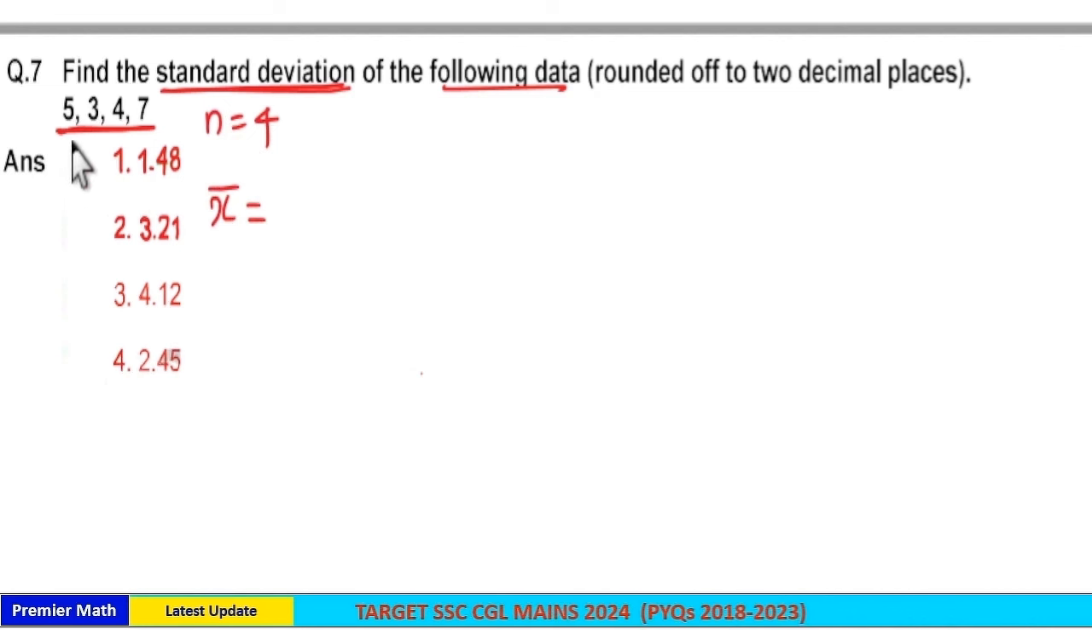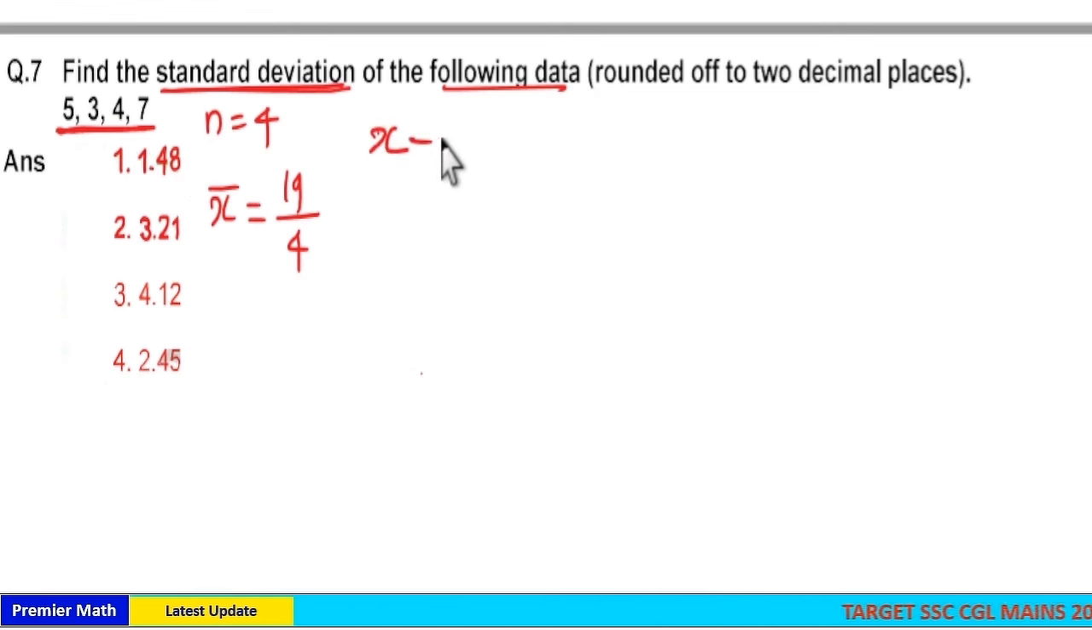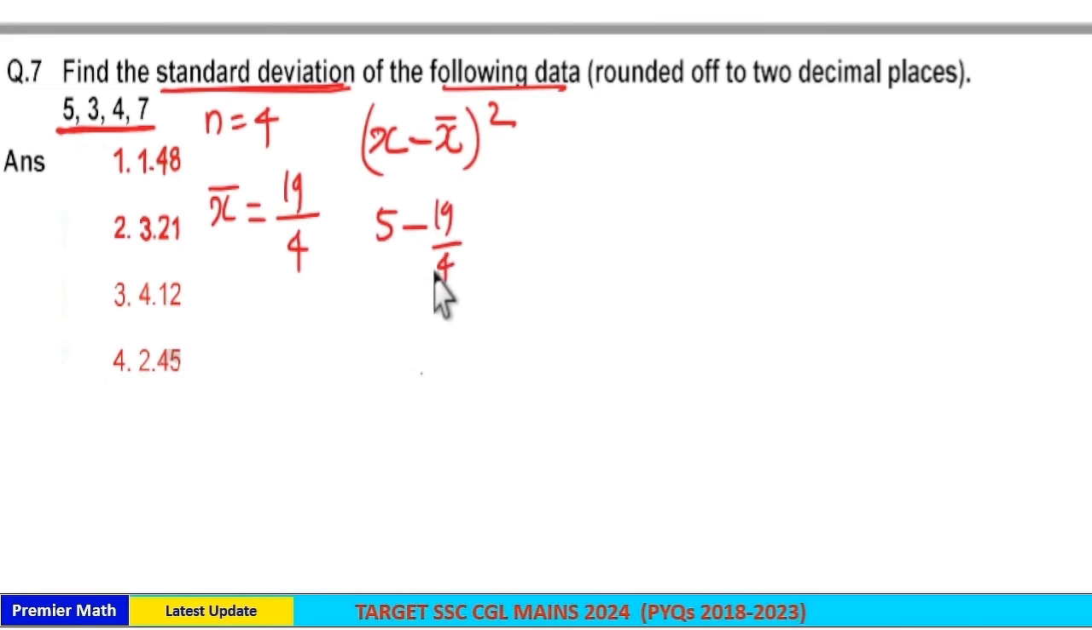Now calculate the mean of the given sample. Mean means average of the given samples, which is 5 plus 3 plus 4 plus 7 is 19, and total numbers are 4. So 19 by 4 is the average. Now take the difference between each of the given samples and the mean, then square it. That is, here 5 minus 19 by 4. Take the difference, then take the square of it, which is equal to 4 into 5 is 20, 20 minus 19, 1. So 1 by 4 square is equal to 1 by 16.